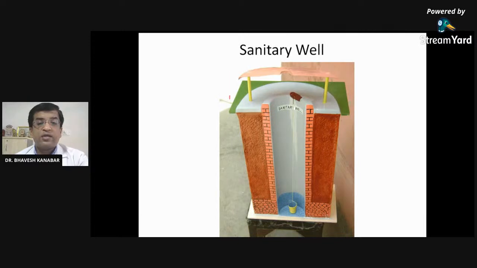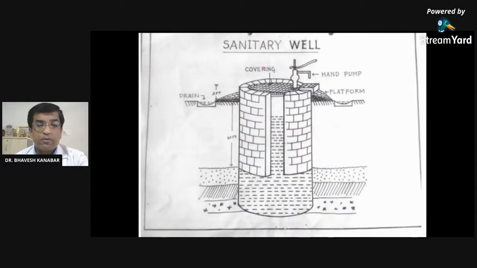We are discussing this sanitary well, and this is another photograph of a sanitary well. You can see that it is covered. This is the inner side of the well, and it is made of stone and brick. The lining is made of stones or bricks. Here the water is fetched with the help of a hand pump. Usually, in the case of the sanitary well, water is fetched with the help of a container, like our household container. It is tied with a rope, and with the help of the rope, we fetch the water outside the well.